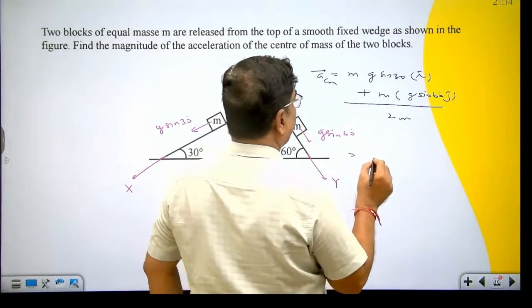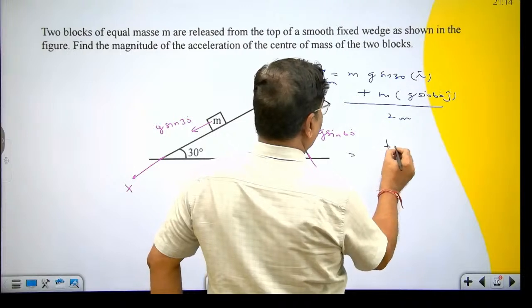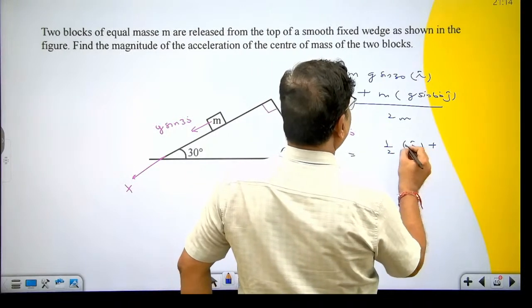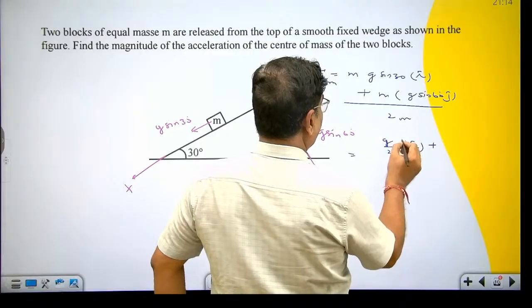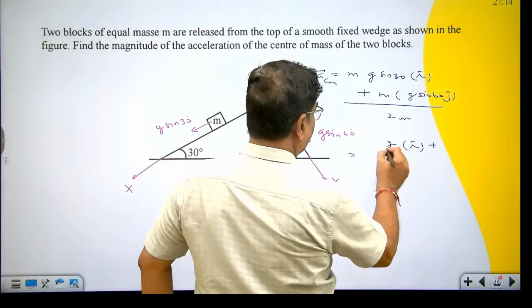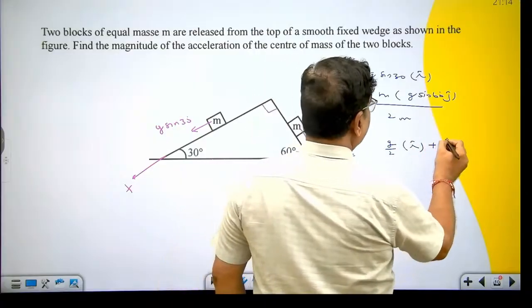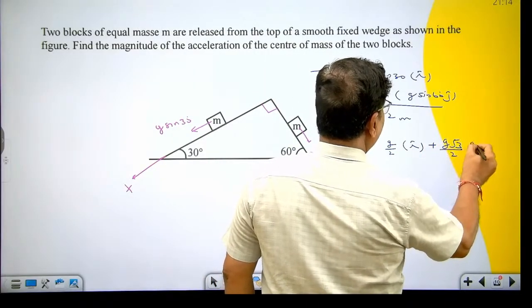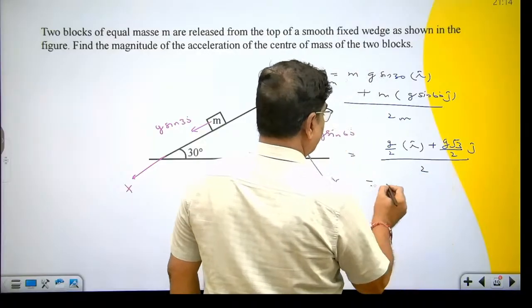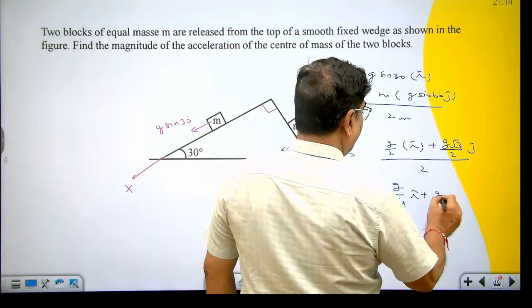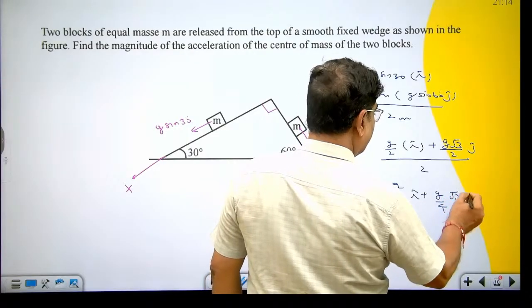After solving this, m will get cancelled. g sin 30 means g by 2 i cap. g sin 60 means what? This is g root 3 by 2 j cap, divided by 2. So this is g by 4 i cap plus g root 3 by 4 j cap.